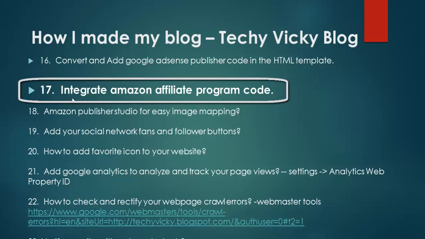Here I'm going to show you how to integrate the Amazon affiliate program code in your blog. I'm asking you to add this because the main purpose of having a website or blog may be to earn some money. So it's very useful to add this Amazon affiliate program code; by selling some goods, you can get some commissions.